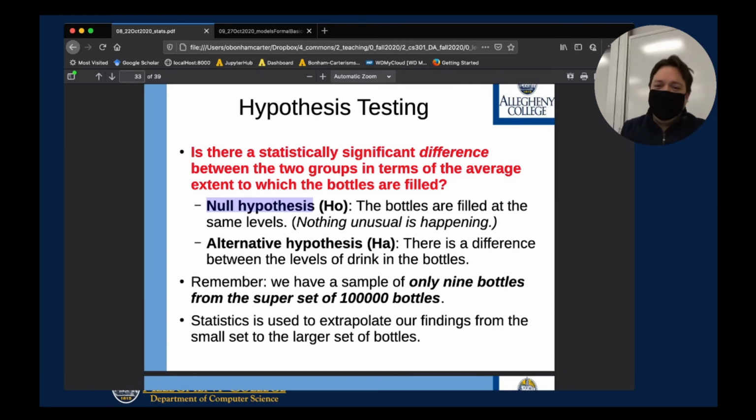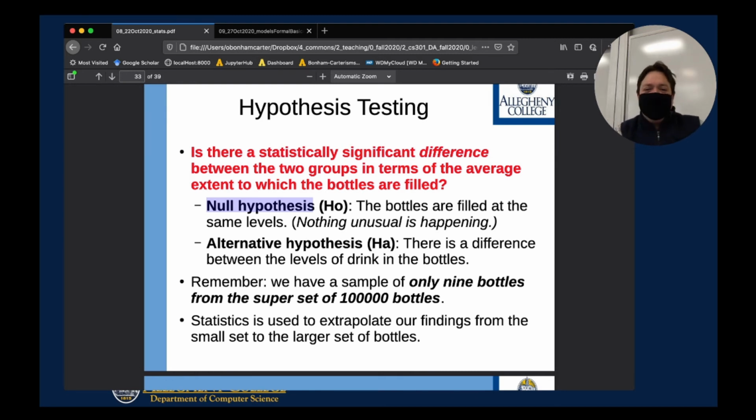There's something happening. Now, when I say there is a difference, or that there is something happening, remember, this is just analysis. It doesn't tell us where the problem is. It just says that the bottles are not the same. So we need to keep that in mind. It doesn't answer the entire question about what's going on. It just says that there is a difference. Okay, so now we have our null hypothesis.